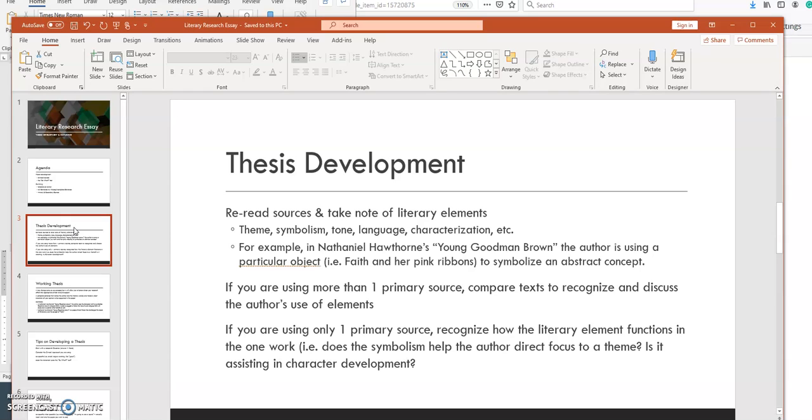Here's an example of Nathaniel Hawthorne and his text, Young Goodman Brown. So that author, he uses symbolism to describe the character Faith. And so even though this is a female character in the story, there's a bigger meaning, and there's the theme of how does one hold on to one's faith during challenging times.